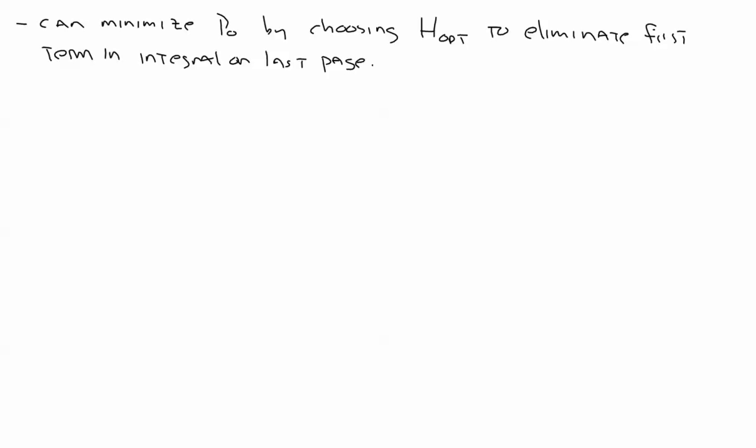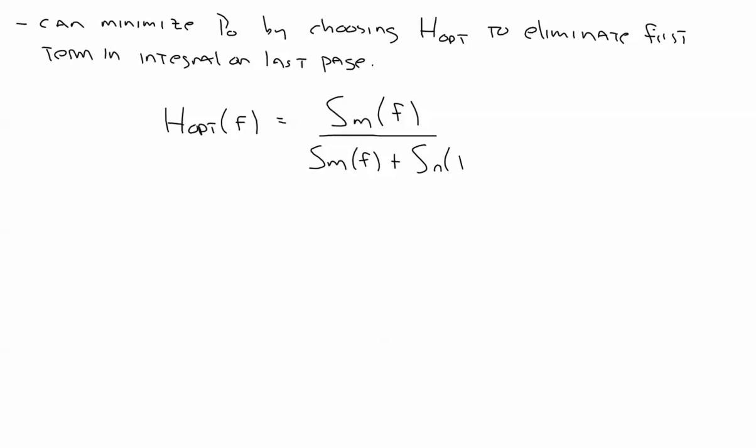Okay? And in fact, it looks like this. H optimum equals the message power spectral density divided by the sum of the message power spectral density and the noise power spectral density. That's it. All right.